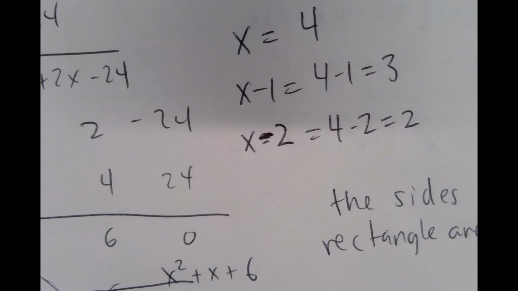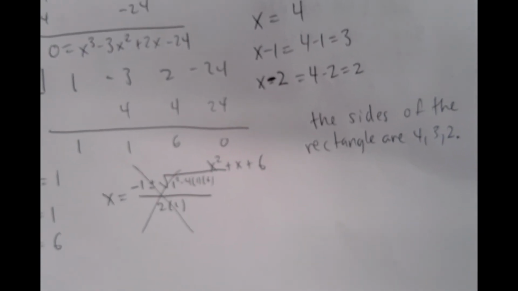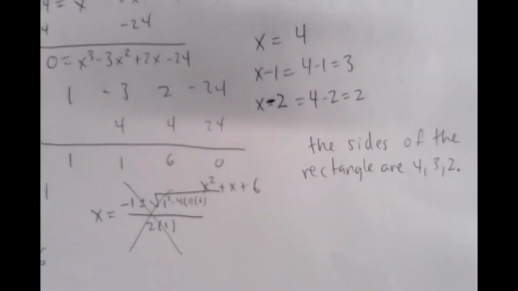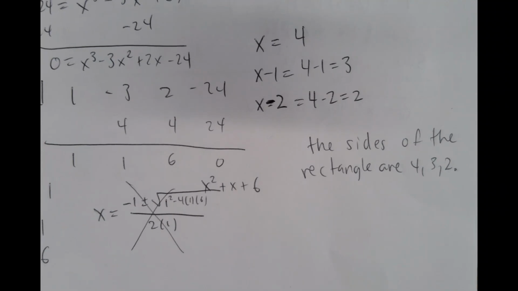Okay, does anyone have any questions on this one? So you would answer this by saying the sides of the rectangle are 4, 3, and 2. And again, the reason why we eliminate 2 of the answers is because when we use quadratic formula, we get imaginary numbers, right? So those are not going to work as sides of the rectangle.